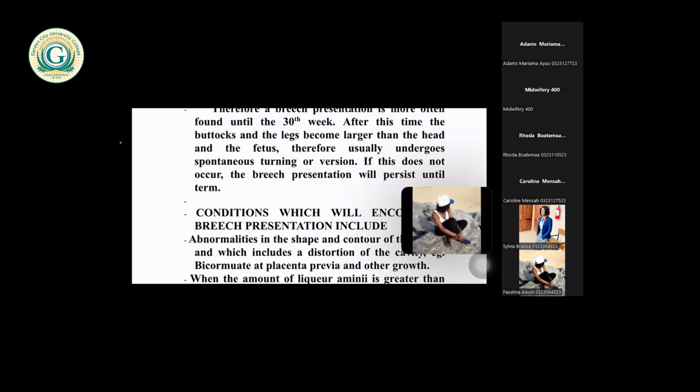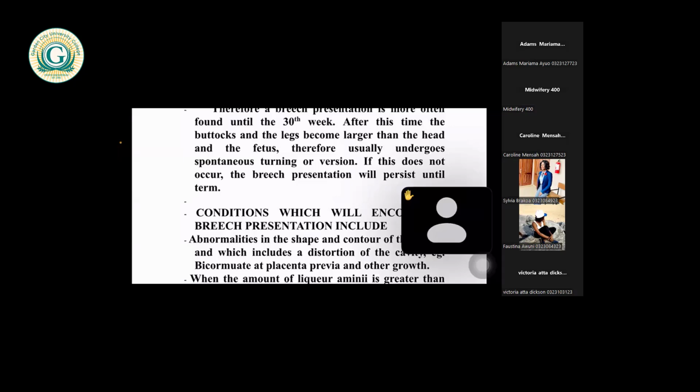Any other? Sister Mariama, you want to say something about the premature rupture of the membranes, the sister who gave that point. Can we say it's a sign? Because premature rupture of membrane cannot be a cause for breech presentation. I'm suggesting it should rather be a sign of breech presentation.